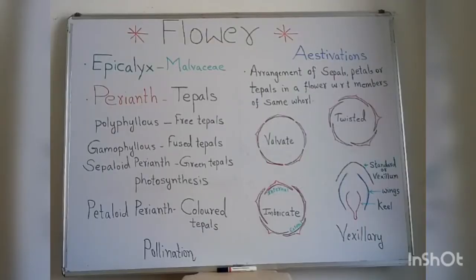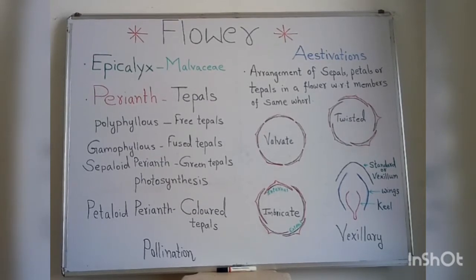Students, we will continue with the topic flower, and today we'll be studying about aestivations. But before studying aestivations, we'll be studying a few terminologies such as Epicalyx and Perianth. Epicalyx is an additional whorl which is formed of bracteoles and it is present outside the calyx.